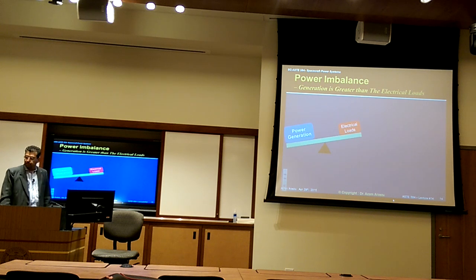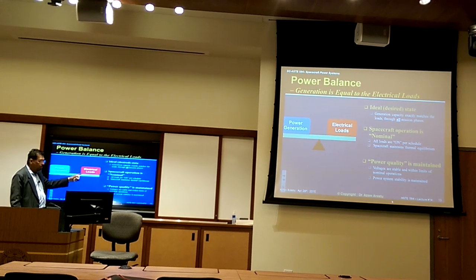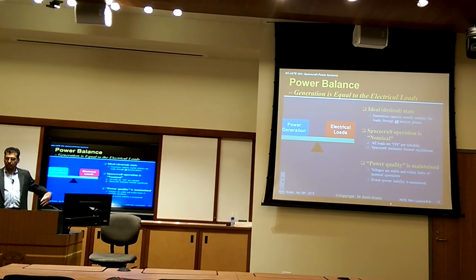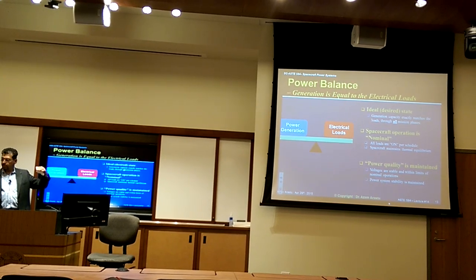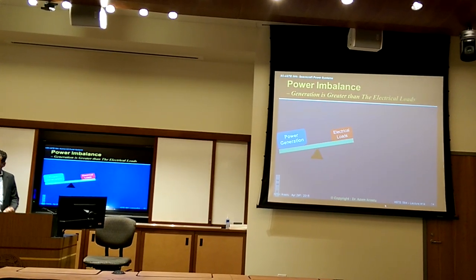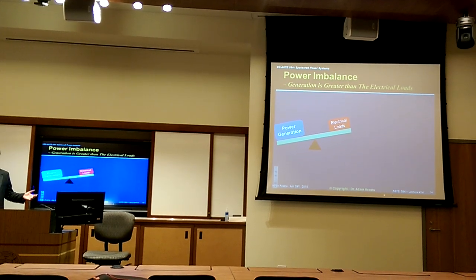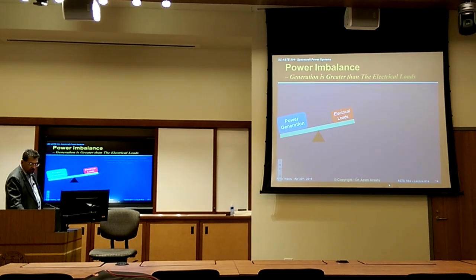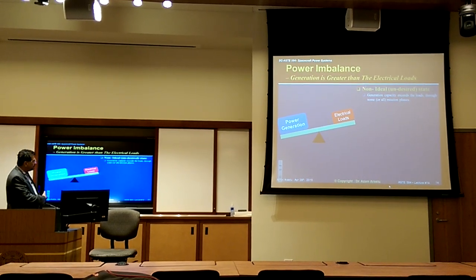So what happens if my generation is higher than the load? It was in its normal state, and then suddenly one of the loads tripped, or one of the transponders got turned off. Now my load is less than generation. So I end up in this state, either intentionally or unintentionally. It happens all the time. So this is, of course, a non-ideal state.